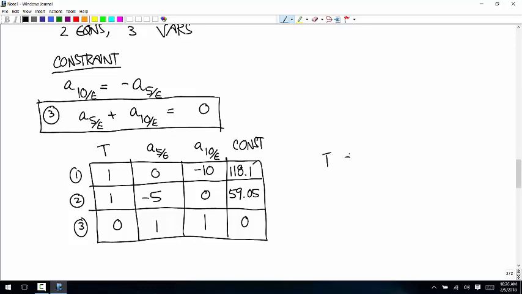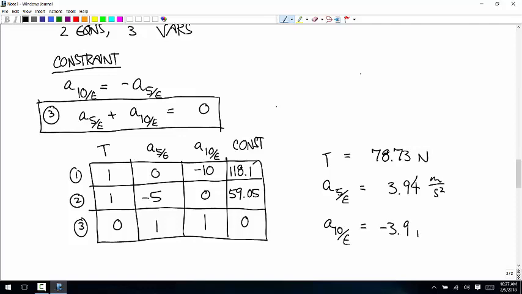Can a couple people calculate that? Okay, so t is 78.73. Okay, so a5 relative to the elevator is 3.9794. And then the acceleration of the 10 relative to the elevator is negative 3.94.